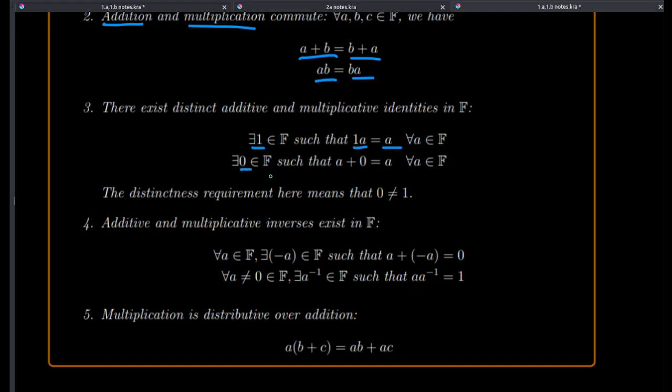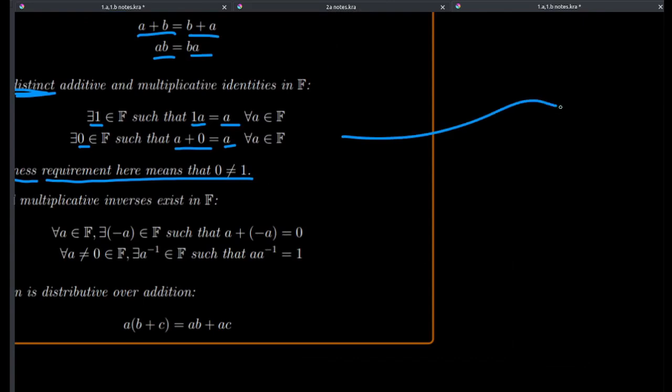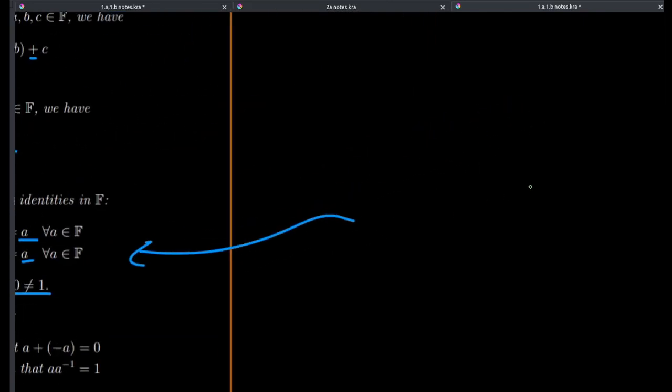Similarly, there is an element which we'll use the symbol 0 to denote, such that if you add it to stuff, it doesn't do anything. So these are the multiplicative and additive identities of the field. And the distinctness part here, the distinct additive and multiplicative identity part, is just a requirement that they are not the same thing. The reason we care about this here is to prevent us from having things like the following.